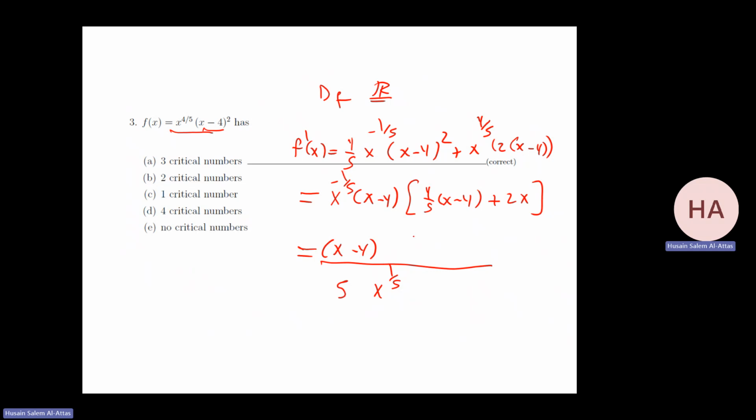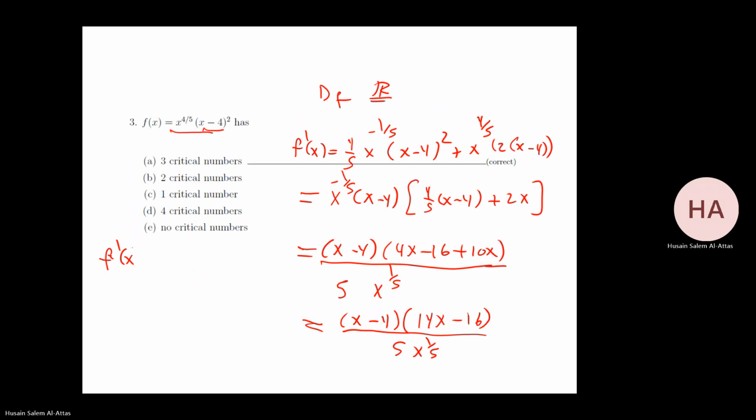Let me have 5 there and arrange this. This is 4x minus 16 plus 10x. So that will be x minus 4. Here I have 14x minus 16 over 5x to the power 1 over 5. I can take 2 common factor, no need for that. So f prime is equal to 0 means what? I have x equals 4 or x equals 16 over 14, which is 8 over 7.